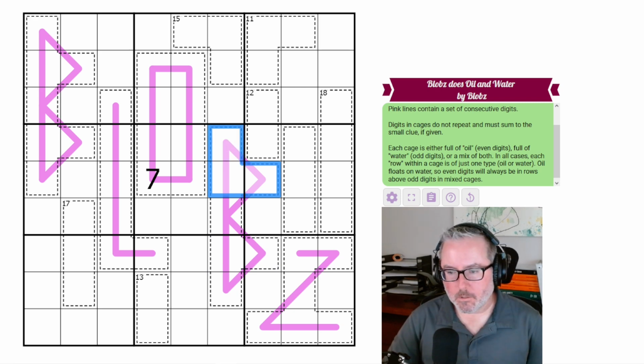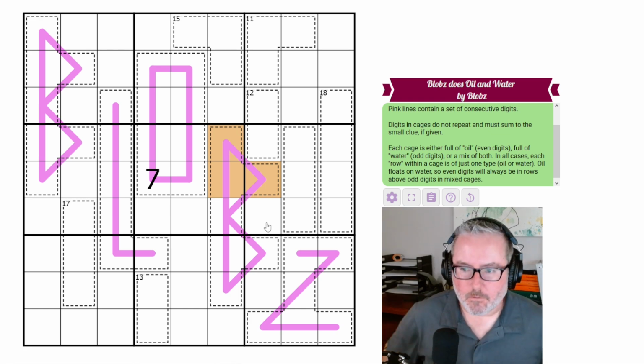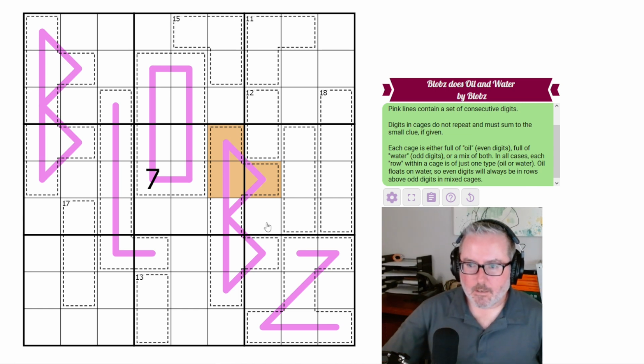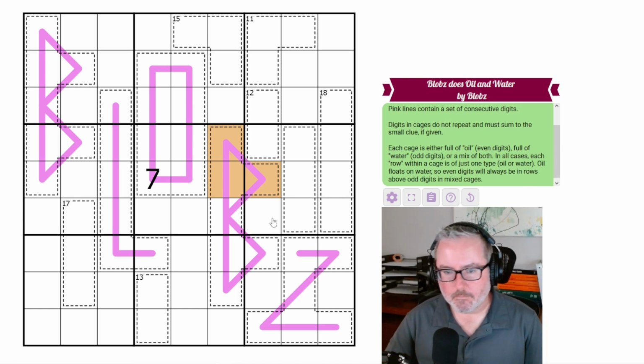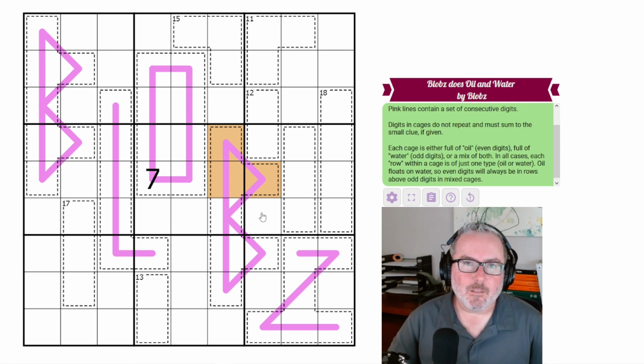Now, how do we want to represent this? It makes sense that water would be blue. And let's do something like orange for the even digits, even though it's pretty much the opposite of how I would normally do it in terms of orange for odd, and then I typically do blue for evens. But because we're working with water and oil here, this seems like the better way to go about it. Hopefully I don't forget and mess up my digits here because of that change.